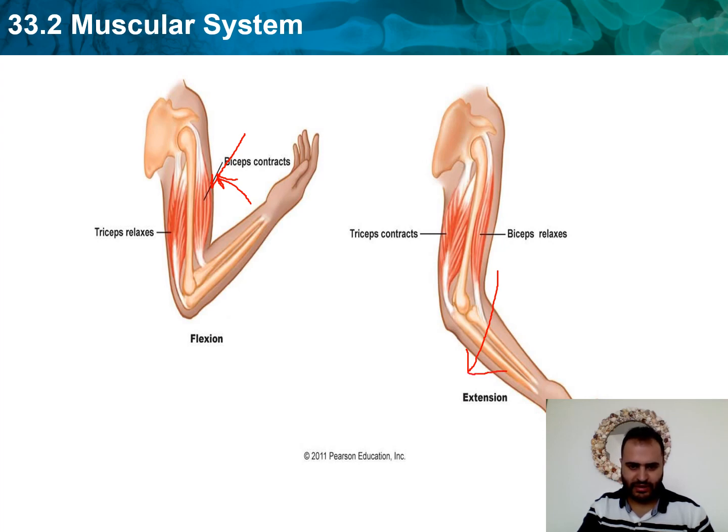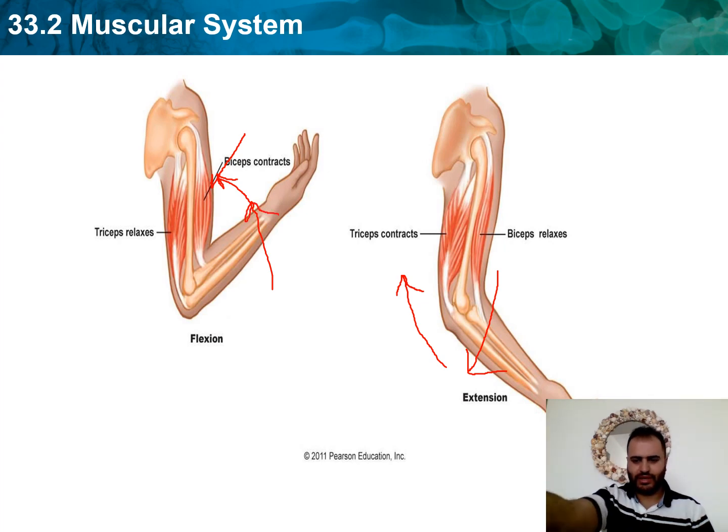Again, we are speaking about only pulling action. Pulling means either the muscle is pulling the bone this way or it's pulling it this way. It's never pushing it. I don't push my hand. No, I pull it from the back. I pull it from here. Okay.